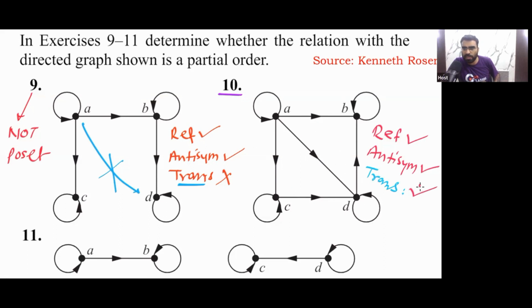No, transitive property is not satisfied because C related to D, D related to B, but C is not related to B. Okay, so transitive property is not satisfied because C related to D, D related to B, but C is not related to B. So this is also not a partial order relation.